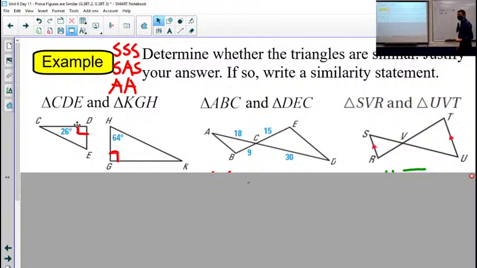Add to 180 degrees. Doesn't matter what kind of triangle it is, how it's drawn. All the angles in a triangle add to 180 degrees. They have to.